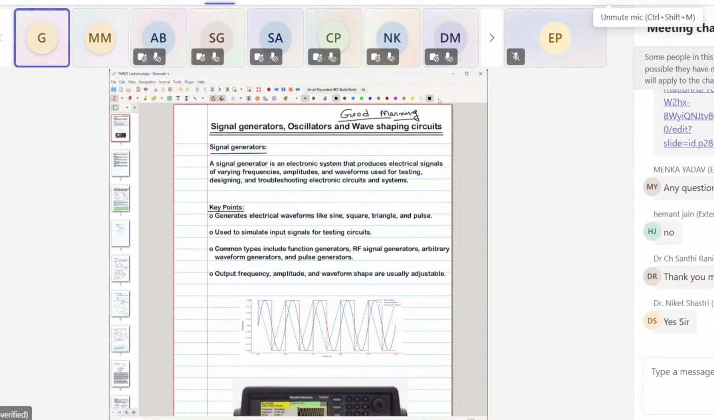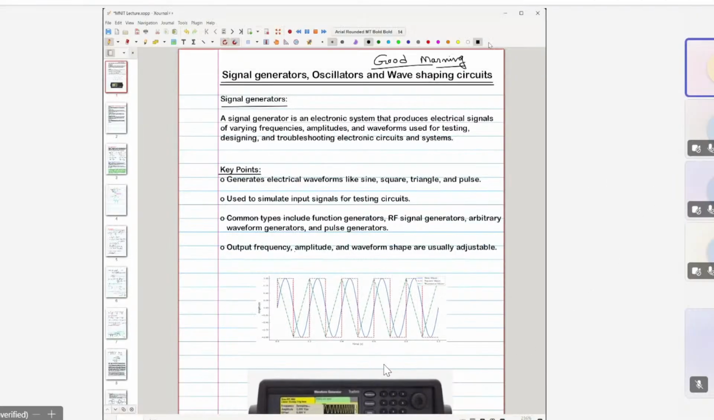Good morning, all of you. Myself, Gaurav Datta. I hope all of you are doing very well, right? Today we are going to discuss a topic on signal generators, consisting also of oscillators and different waveform shaping circuits, right? Please feel free to stop me whenever you have any doubt or any question, okay?